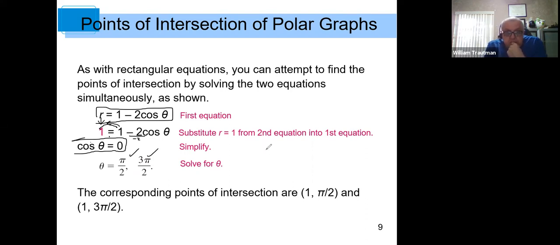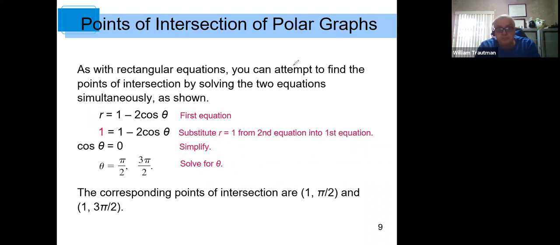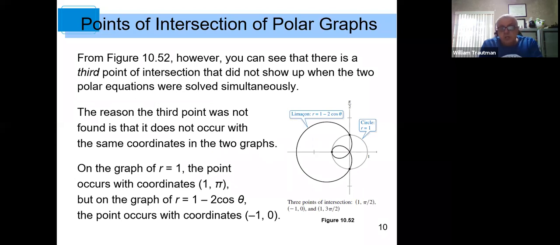To find r at those particular points, r equals 1 minus 2 times the cosine of theta. Plug pi over 2 in here first. Cosine of pi over 2 is 0. So you just end up with 1. And the same thing for 3 pi over 2. Cosine of 3 pi over 2 is 0, and you just get 1. So that wasn't too bad. So we found 2 points of intersection, but there were 3.